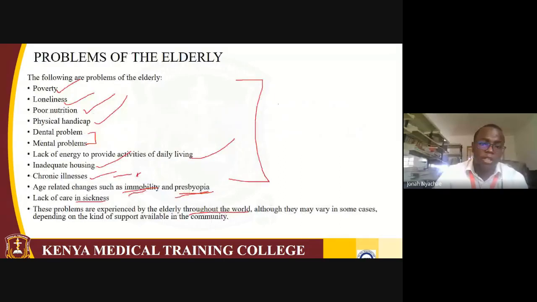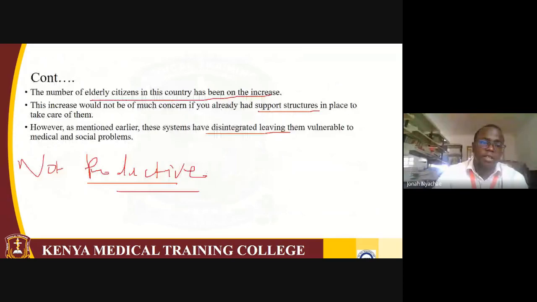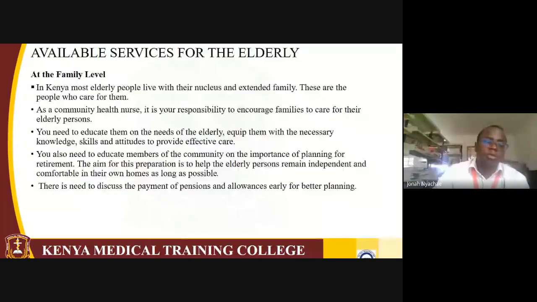What are the available services to the elderly? So at the family level, what can we do? At the family level, we are supposed to encourage the families to take care of the elderly persons. Tell them that these are respected persons, they can give you blessings. You tell them about the needs. These people are lonely, these people cannot feed for themselves. Let them understand them. Educate them on the needs of these persons.